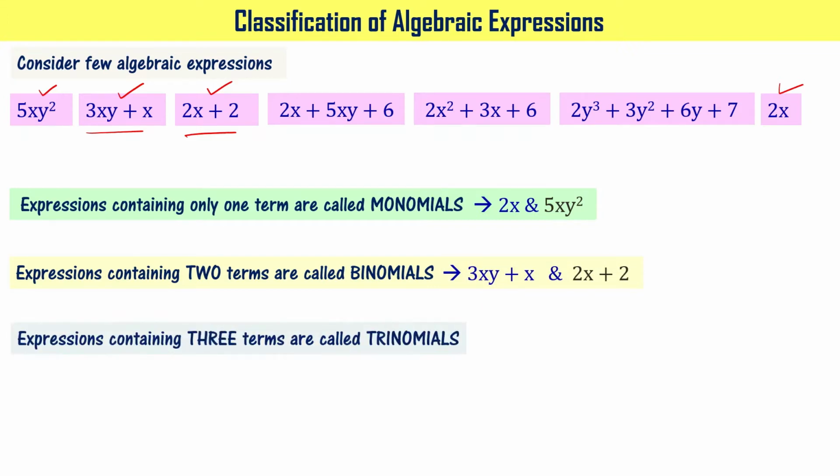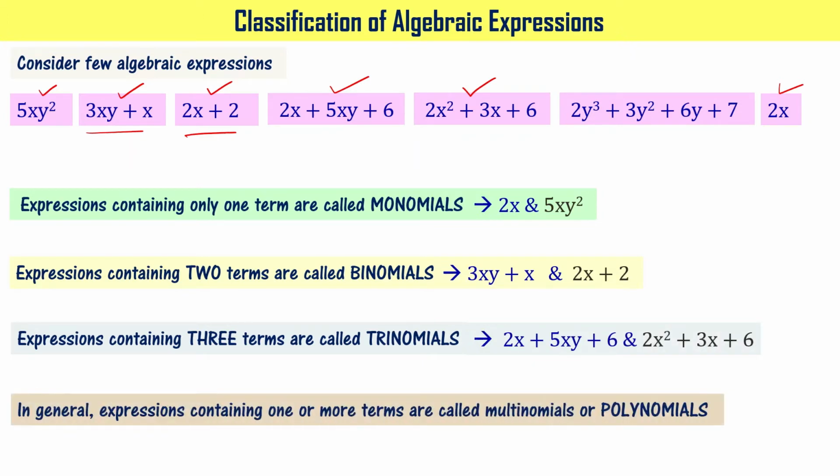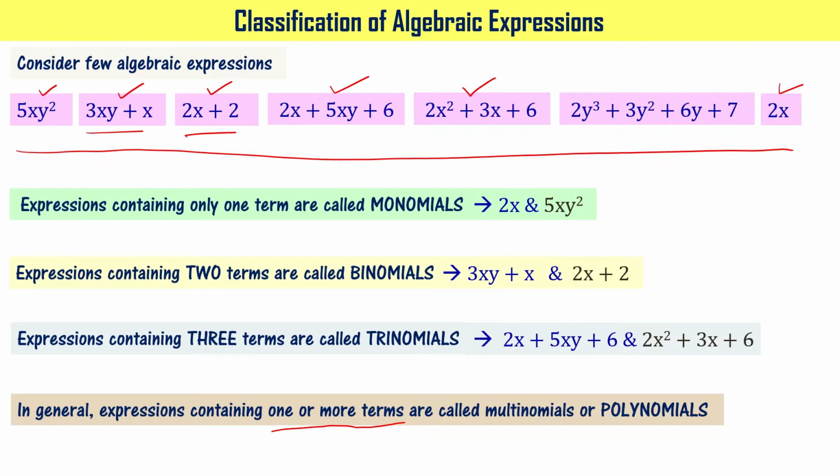The expressions containing three terms are called trinomials. It means 2x plus 5xy plus 6 and 2x square plus 3x plus 6. These are examples of trinomials, right? And in general, the expressions containing one or more terms are called multinomials. It means whatever examples we have written for algebraic expressions here, all these are multinomials or polynomials. Please note this.